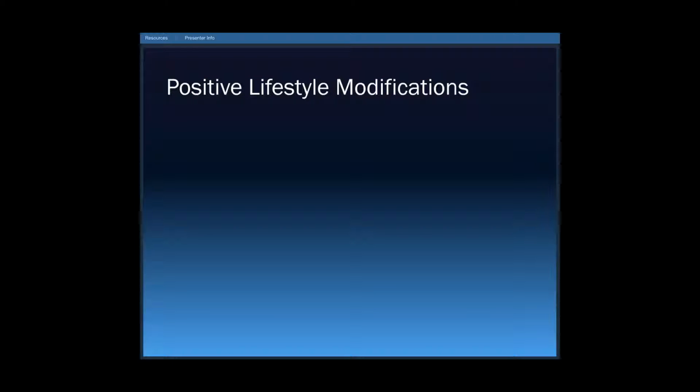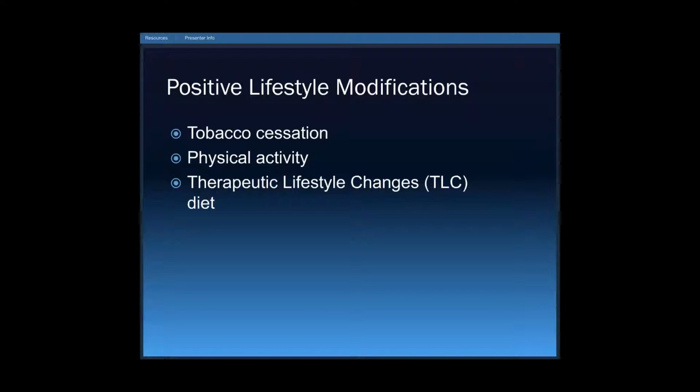According to the guidelines, both of our patients should do positive lifestyle changes. You might be wondering what all that includes. Well, the guidelines list tobacco cessation, physical activity, and the therapeutic lifestyle changes or TLC diet. This TLC diet comes from the Obesity Clinical Practice Guideline that was updated in 2014 by the DoD-VA. A link to that CPG is also in the resources section at the top left of your training.